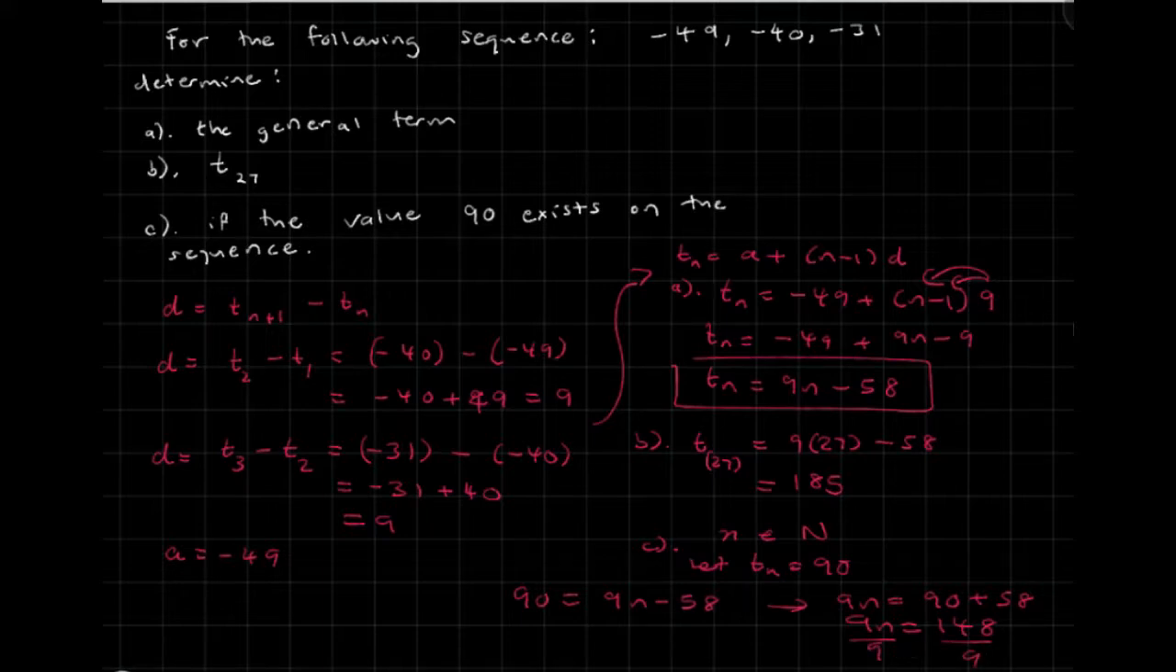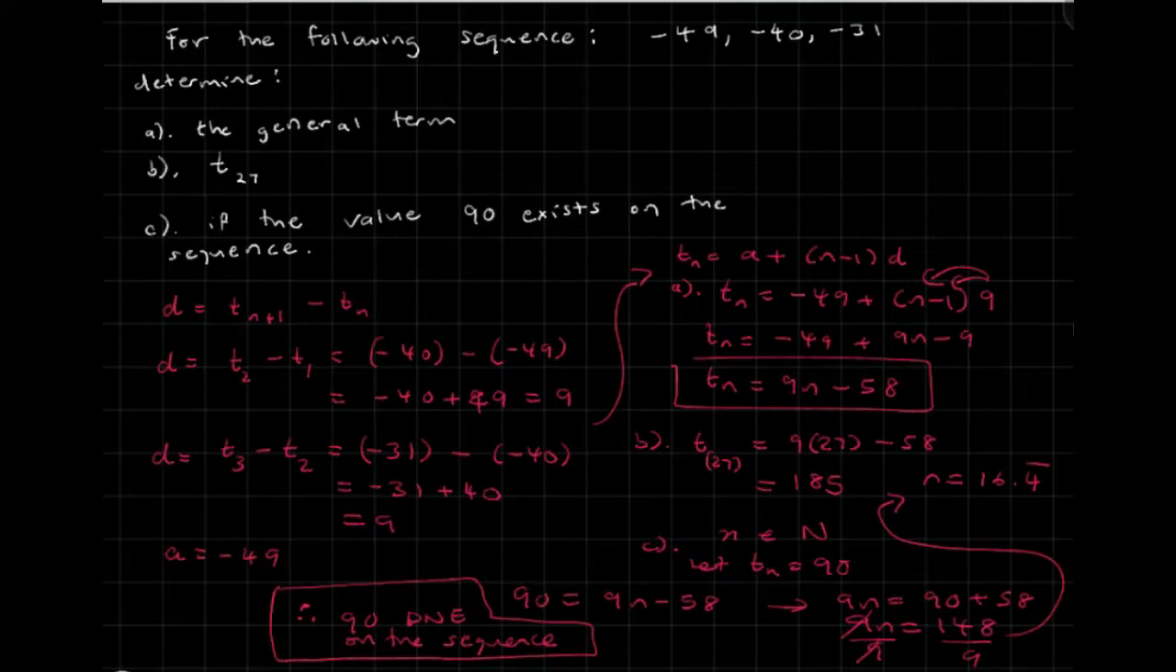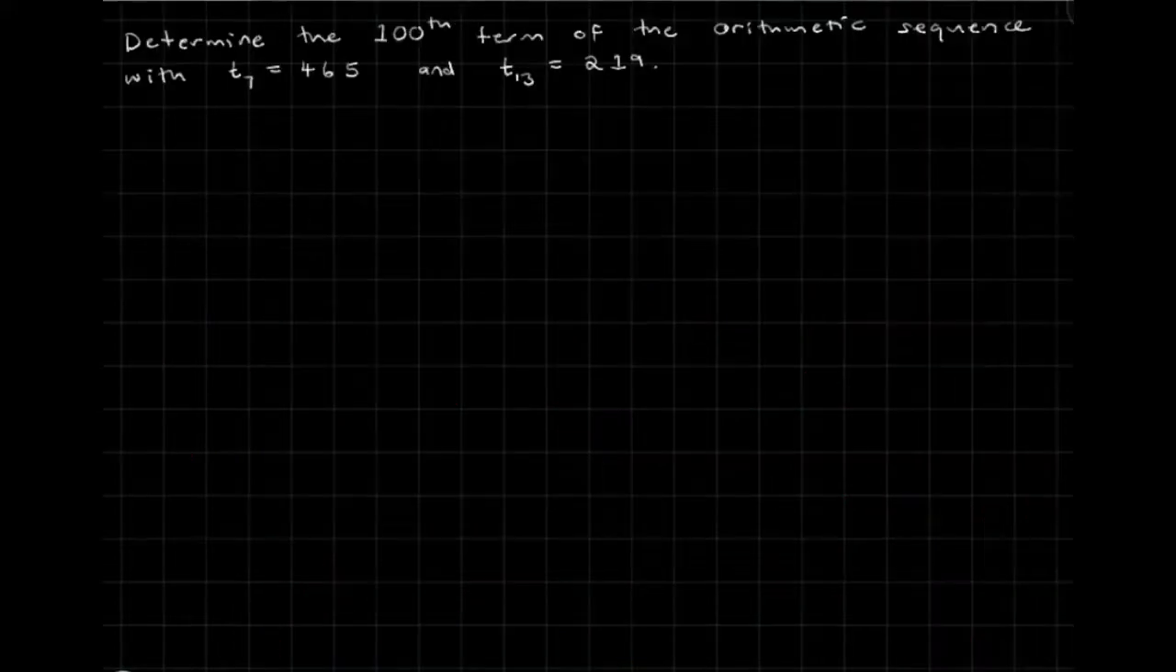If you divide by 9, n is equal to 16.4, and just the 4 would repeat. Therefore, 90 does not exist in the sequence. Because it's not a natural number, it's not a positive whole number, it won't exist in this sequence.